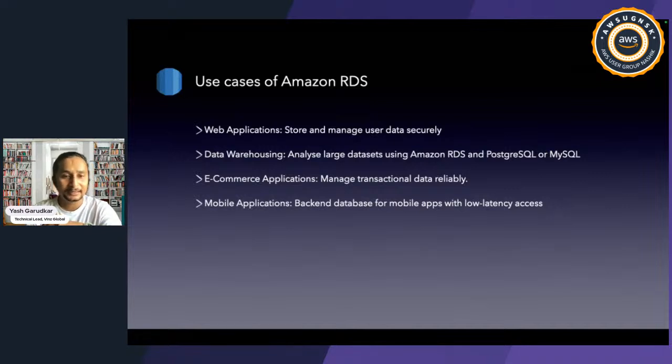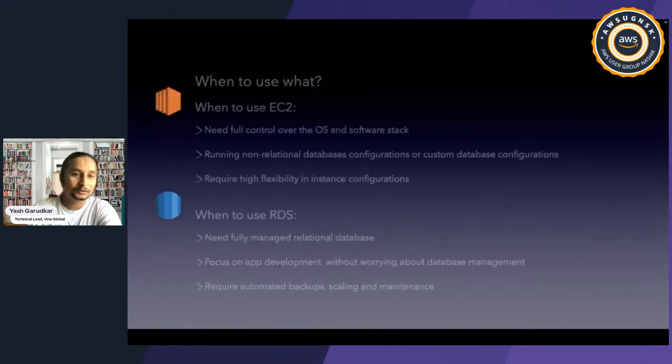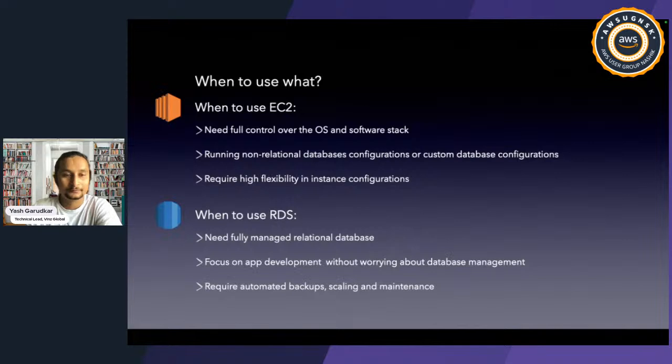Mobile applications, backend database for mobile apps with low latency access. So you can also use Amazon RDS for a mobile application as a backend for low latency, which means that you can connect and work with the database in a much faster way. Now let's take a look at when to use what, when to use an EC2 instance.